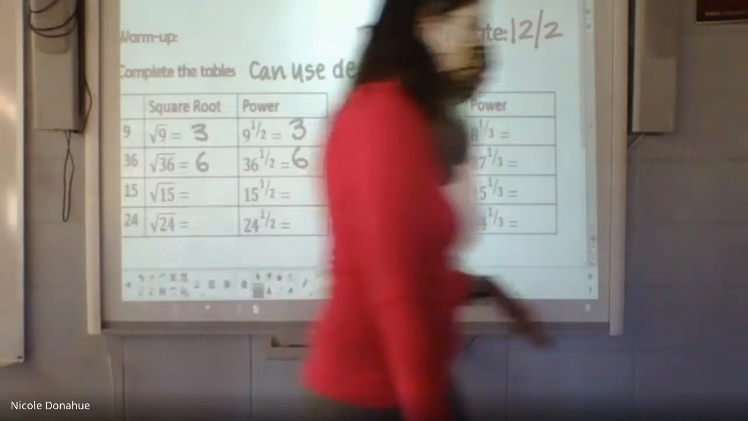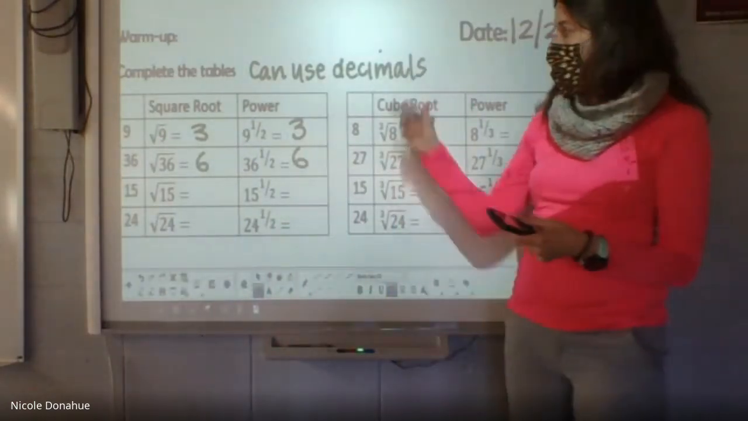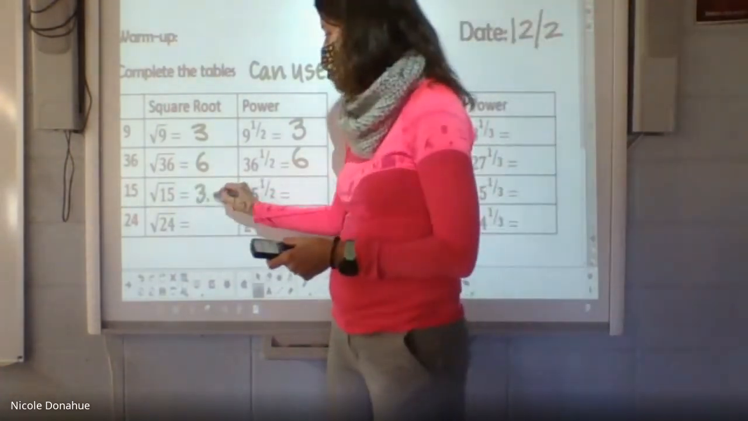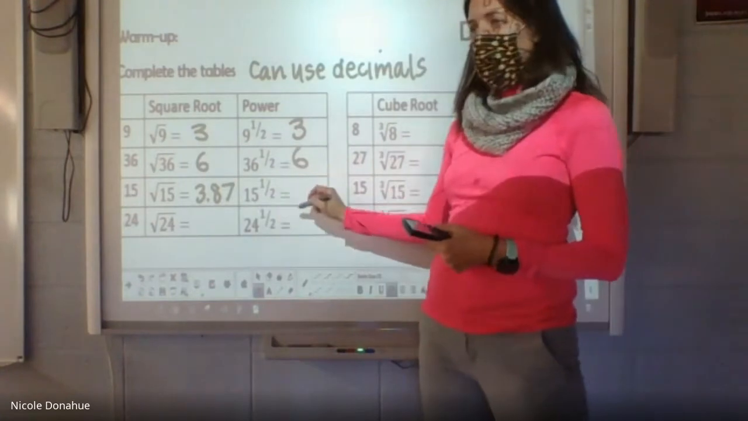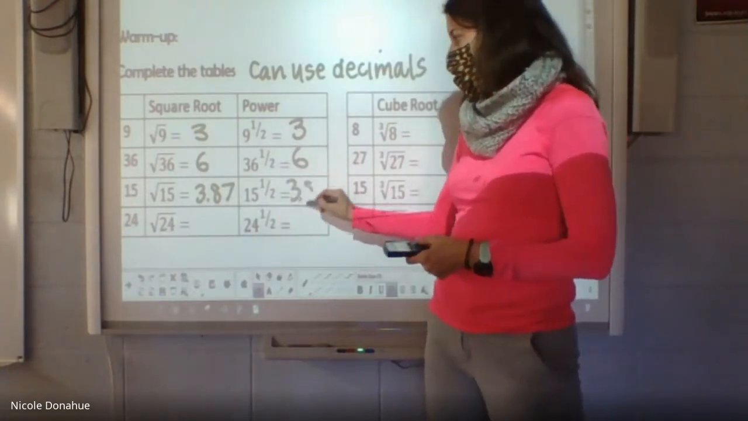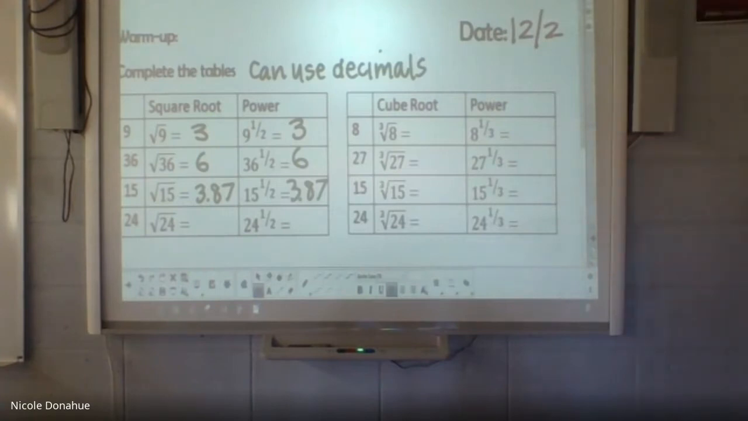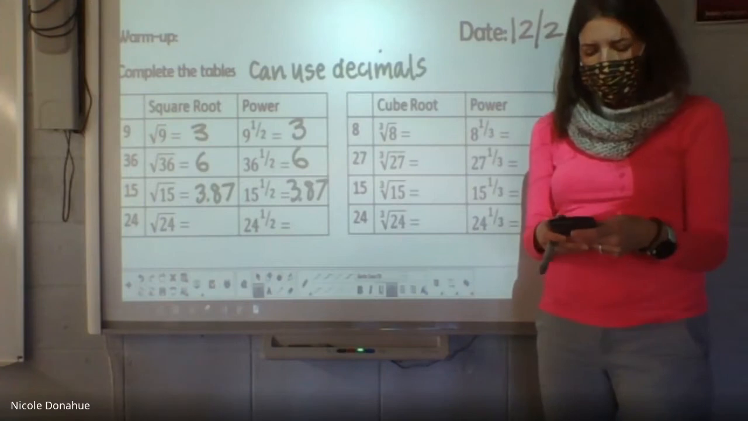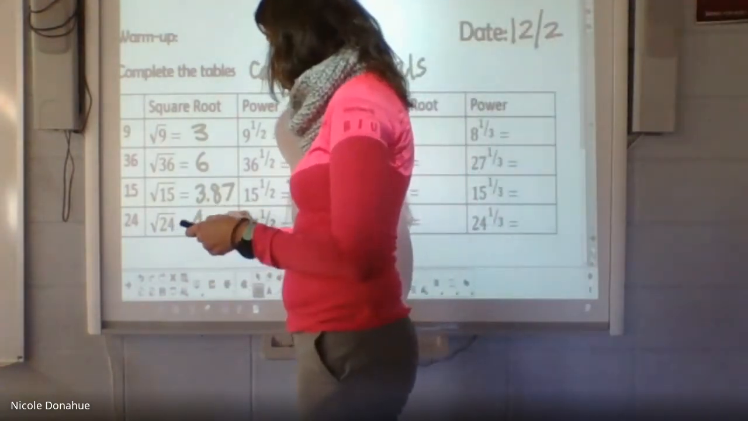The square root of 15, what'd you guys get for that? 3.87. So I said to use decimals here. So 15 to the 1/2, 3.87. Perfect. If it doesn't give you that one, then you need to use the little arrow buttons to make it give you a decimal. We'll talk about that in a second. Then square root of 24 is about 4.8989, so 4.9.